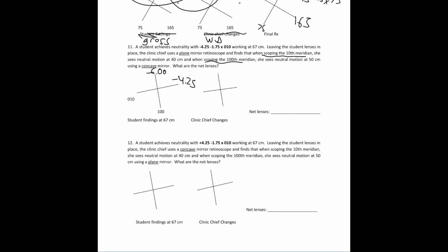They're scoping the 10th meridian, and they see neutral at 40 centimeters. So 40 centimeters is minus 2.50, okay? So here's the 10th meridian. I'm going to write that here. I'll write 100 here. So minus 2.50 there. When scoping the 100th meridian, so that's this one right here, they see neutral at 50 centimeters, which is minus 2, using the concave mirror. But that doesn't matter because it's neutral, okay? If it was with or against, we'd flip it, but since it's neutral, it's the same thing.